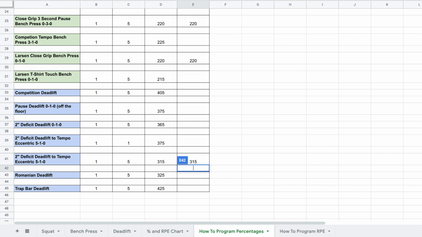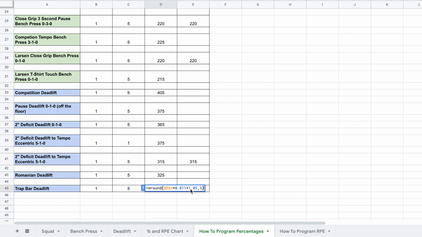Romanian deadlift, you're just taking that times 0.8, so that's obviously a pretty big drop just due to the variation, but just simply taking the normal competition lift here, which is your max times the percentage, and then times that by 0.8 for a Romanian deadlift. And then trap bar, a little bit different than any one we did.